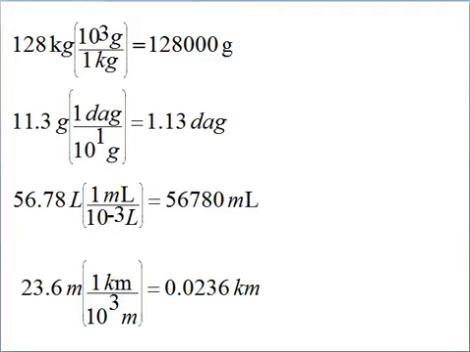In the last one, meters are converted to kilometers. The prefix kilo implies 10 to the third, which means that 1 kilometer is 10 to the third meters. In this calculation, kilometers is in the numerator of the unit factor, and 10 to the third meters is in the denominator. The solution is 0.0236 kilometers. Feel free to stop the presentation, go back, and try again if you like, before continuing onward.